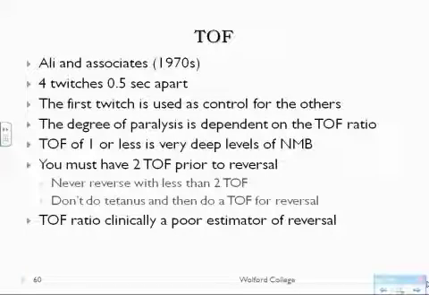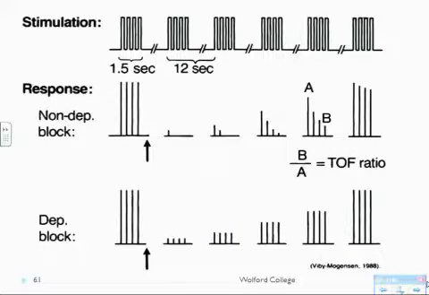Train of 4 ratio is really clinically a poor estimate of reversal. It really is, unfortunately, but that's really about the only thing we have right now, except for the new things that we have. I'm trying to put an order for it, and I've actually called the rep 3 times, and he doesn't answer, so it kind of pees me off, but hopefully I'll get that done sometime this summer.